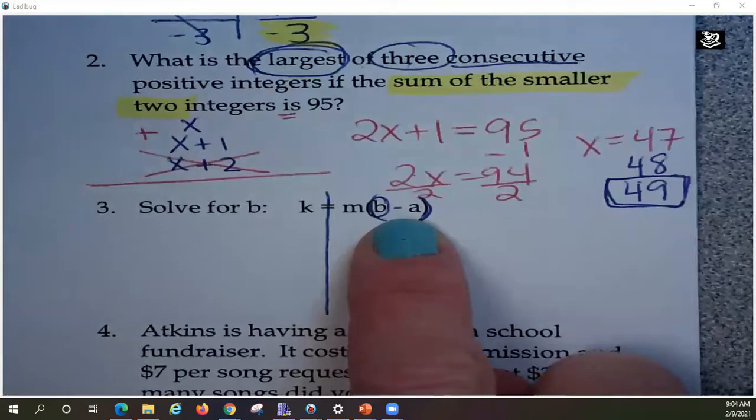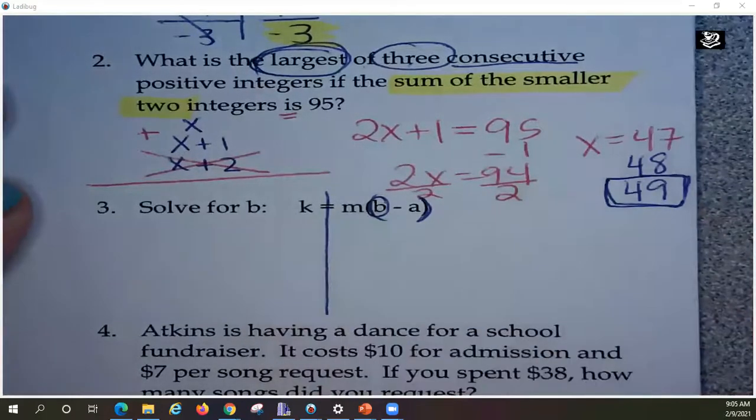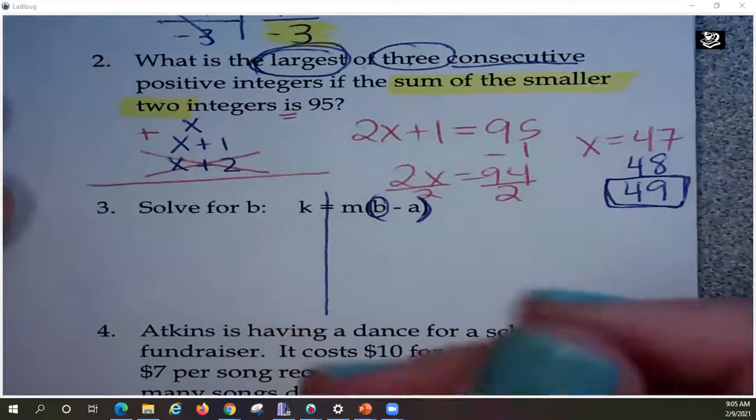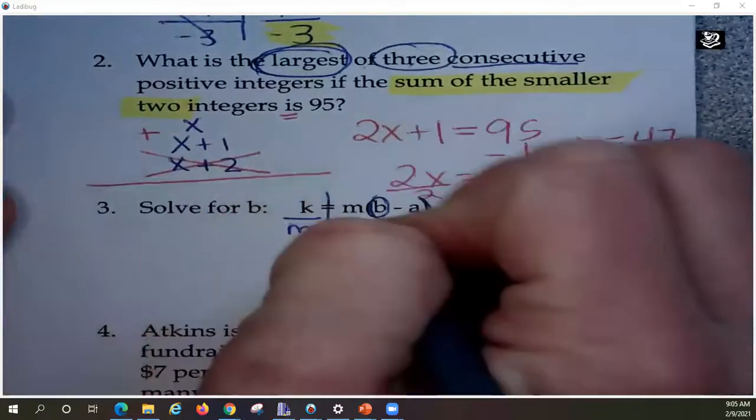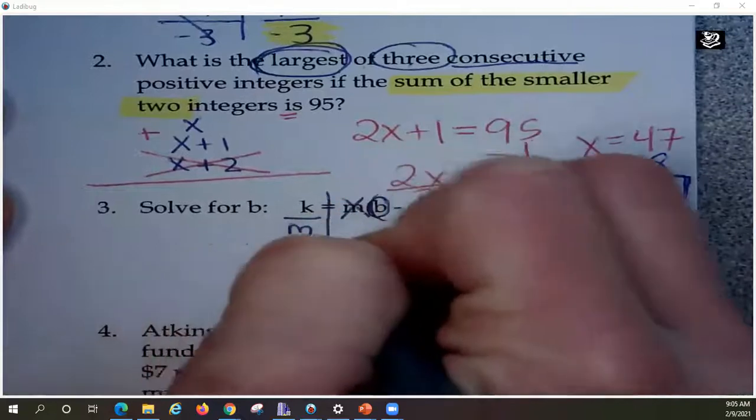M, okay? Lindsay, how do you get rid of the M? What would you do? You would divide K by M? You would divide by M because these are being multiplied. So you would divide by M. So I have K over M equals B minus A.